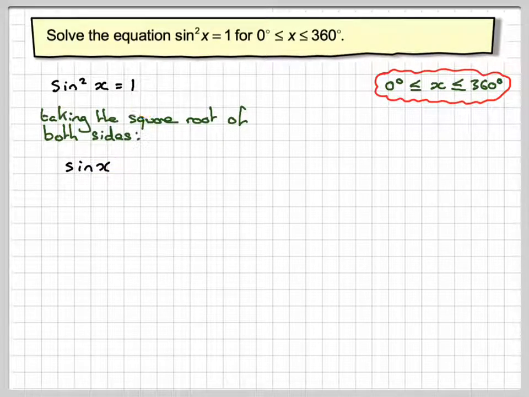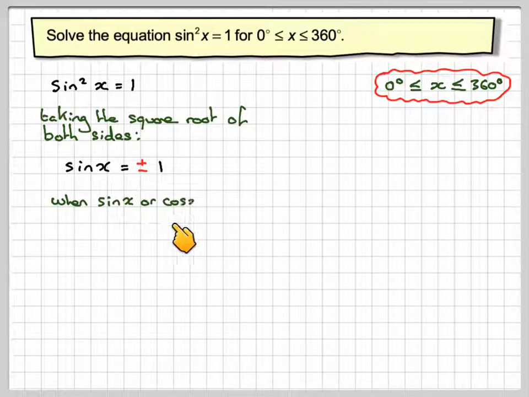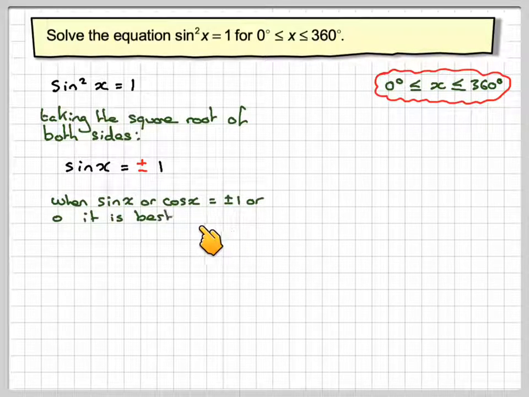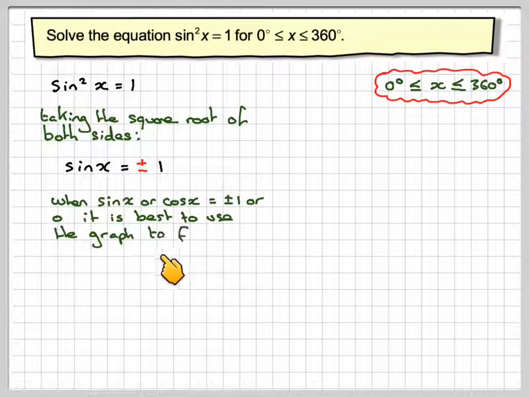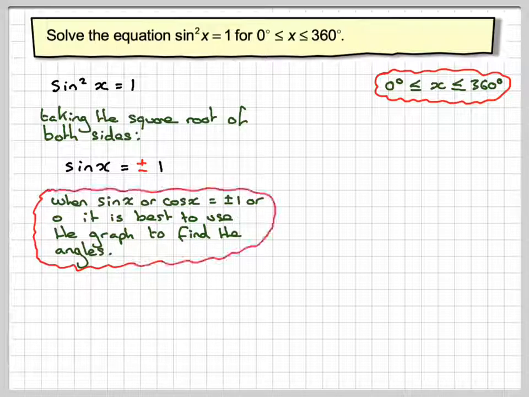And if we take the square root of 1, we're going to get 1 again, but we have to consider it now plus or minus. Now, when sine or cos is plus or minus 1 or comes out to be 0, it's best to use the graph to find the angles.